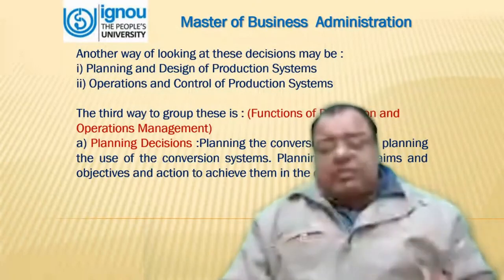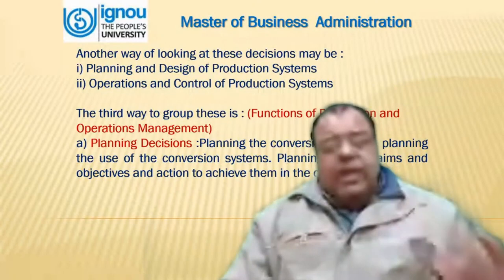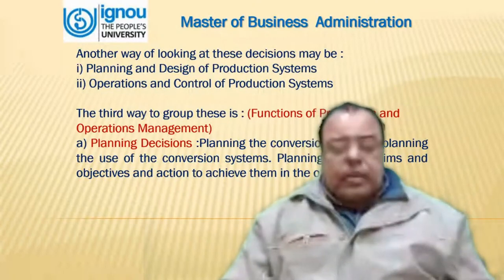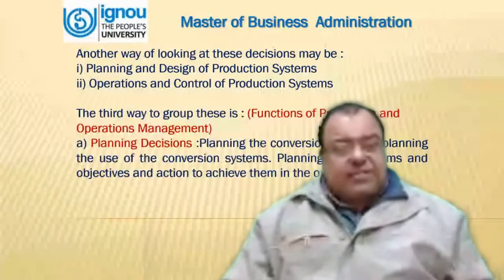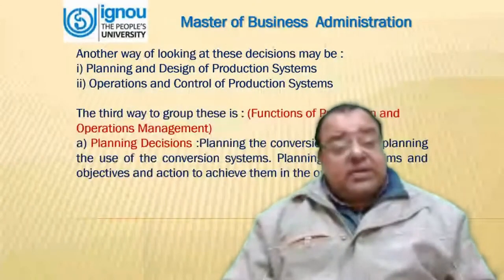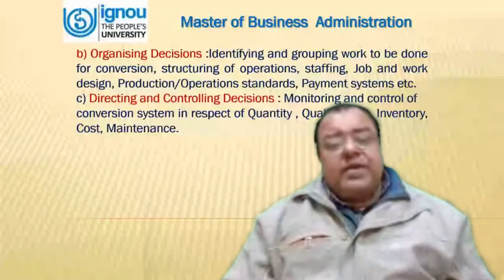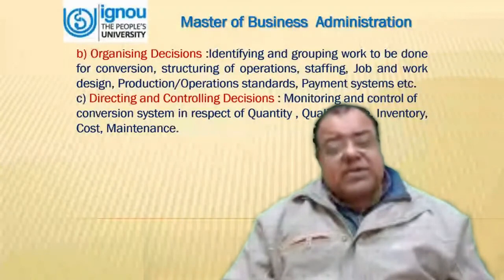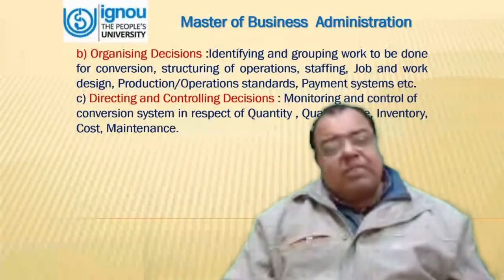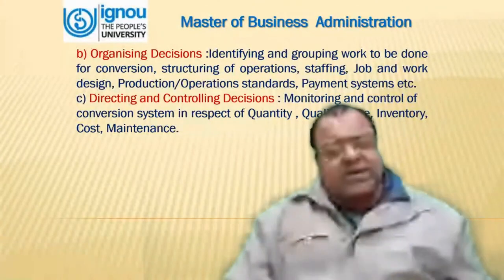Planning involves aims and objectives and action to achieve them in the organization. Organizing decisions: identifying and grouping work to be done for conversion, structuring of operations, staffing, job and work design, production operational standards, payment systems, etc.